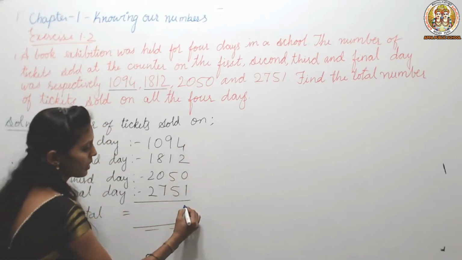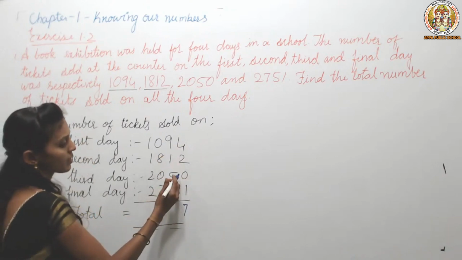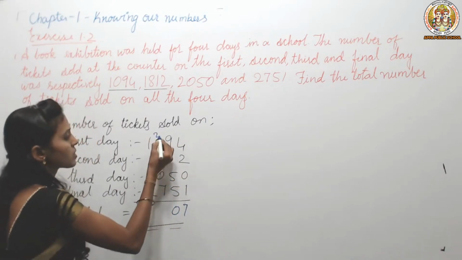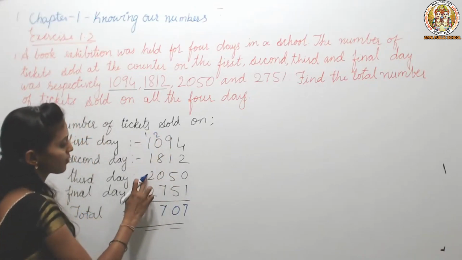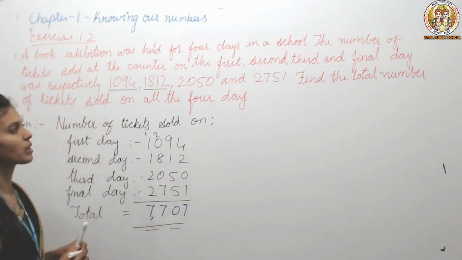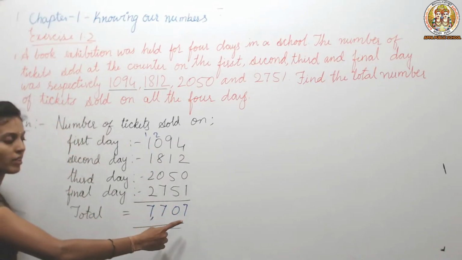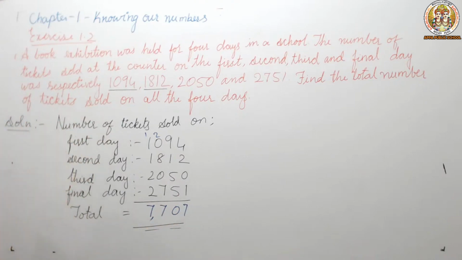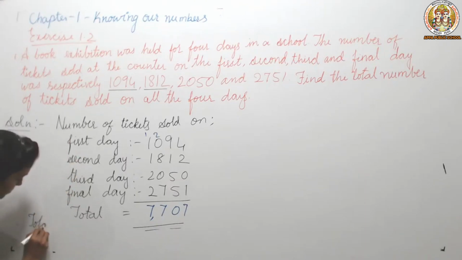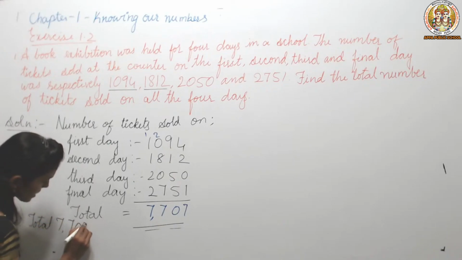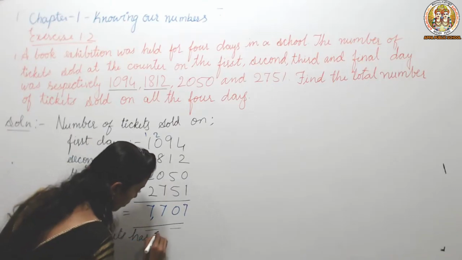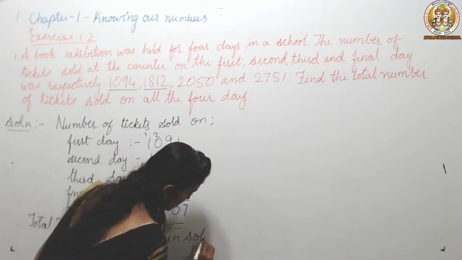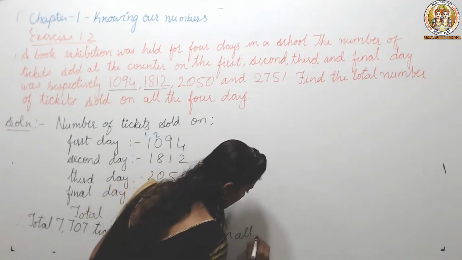4 plus 6, 10, write 0 and carry 1... 9 plus 1 is 10, 10 plus 10, 20. 2 carries. 8 plus 2 is 10, 10 plus 7, 17. 1, 2, 3, 4, 5, 6, 7. So the total is 7,707 tickets sold on all 4 days. Therefore, a total of 7,707 tickets has been sold on all 4 days.